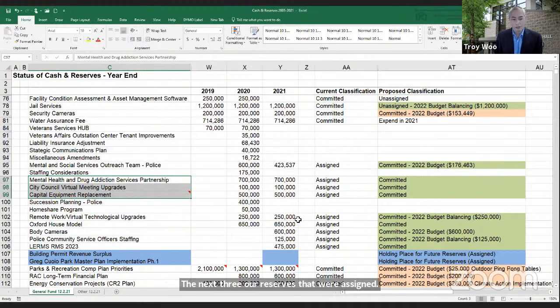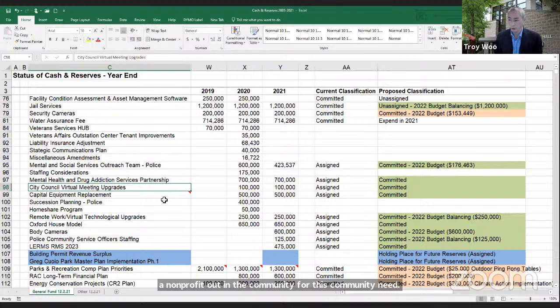So we've identified funds for future mental health and drug addiction services, some sort of partnership, probably a nonprofit out in the community for this community need. We want to be prepared for the return to normal. We certainly expect we will be returning, hopefully sometime in the near future, to in-person meetings, but we do need to have a virtual option for folks. I think we've identified that as a real benefit to our community in terms of availability of council meetings.